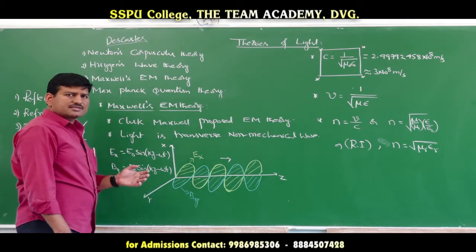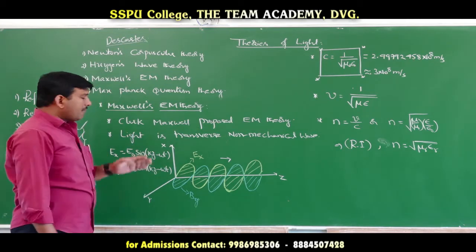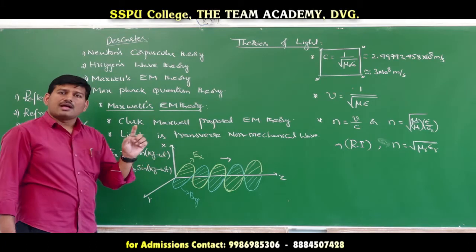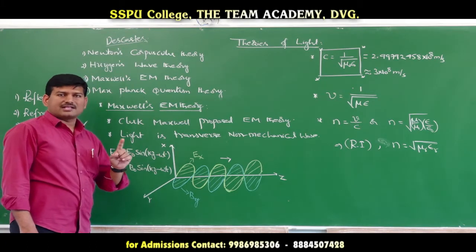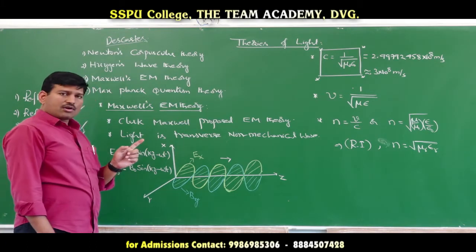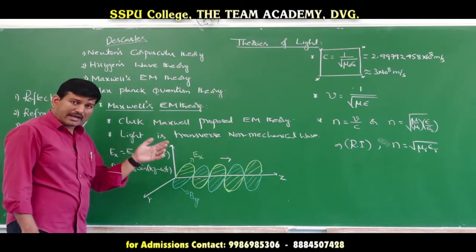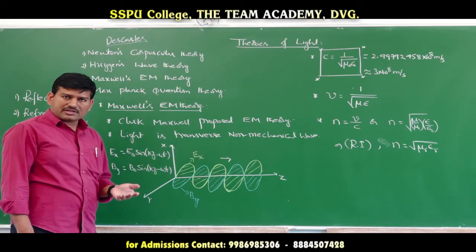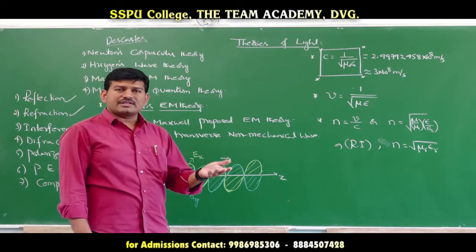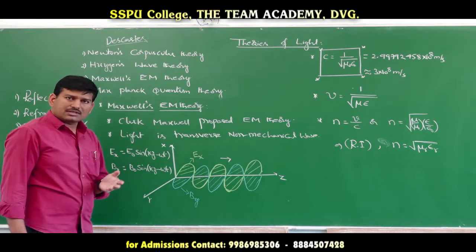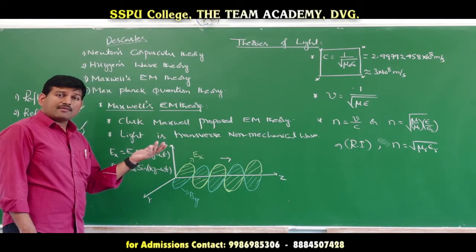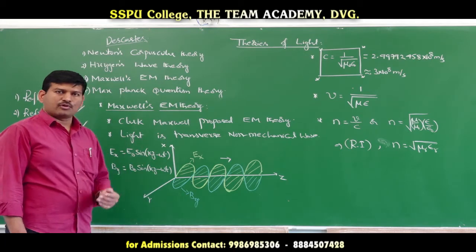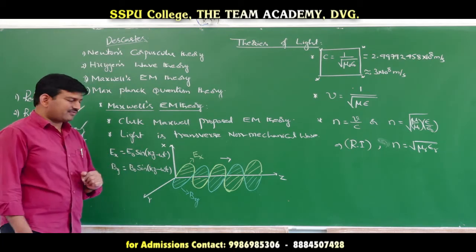What is the success of Maxwell's electromagnetic theory? Maxwell has put forward that light is a non-mechanical transverse wave. As it is a non-mechanical wave, it can travel even through vacuum, and experimentally we noticed that light can travel even through vacuum. So, from the sun to the earth, light travels a lot of distance through vacuum before entering the earth's atmosphere.